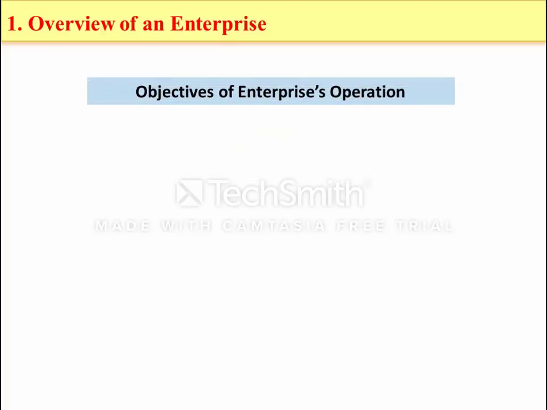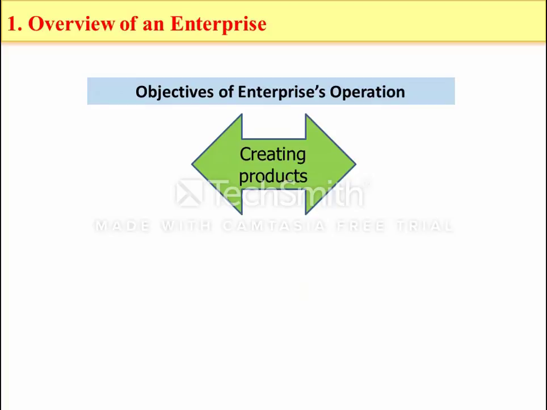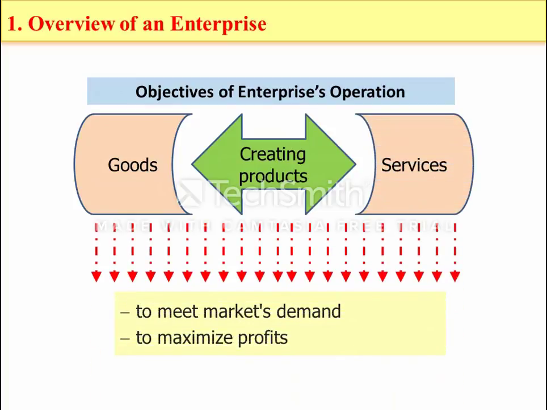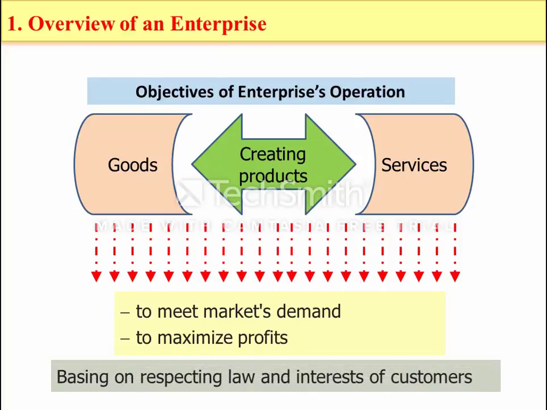Next, we will learn about the objective of an enterprise's operation. It is to create products. They include goods and services, and the purpose is to meet market demand and maximize profits, all based on respecting the law and the interests of customers.